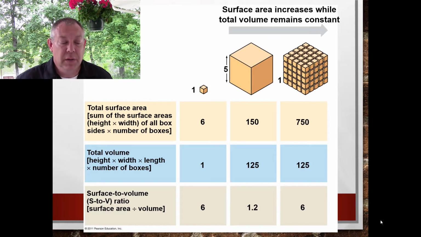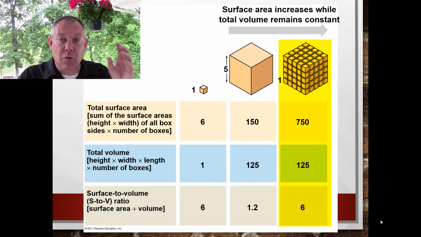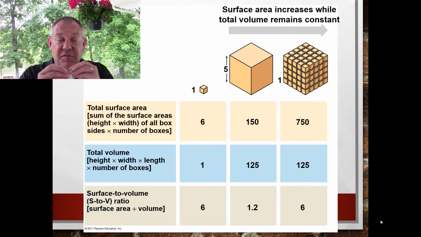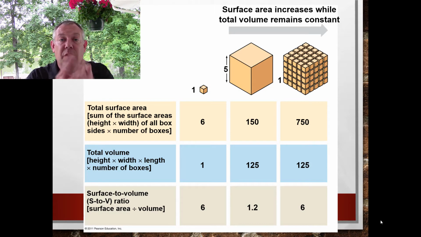If you look in the third column, that structure is the exact same size as the one in the center column, but it's made up of lots of small boxes. Each of those boxes is 1 centimeter on a side. So now let's look at the total surface area. And so you've got lots and lots of boxes. For each one of those boxes, the surface area is 6 square centimeters. But there's so many boxes, the total surface area is 750 square centimeters, right? So you've got to take the surface area of each one of those little boxes.